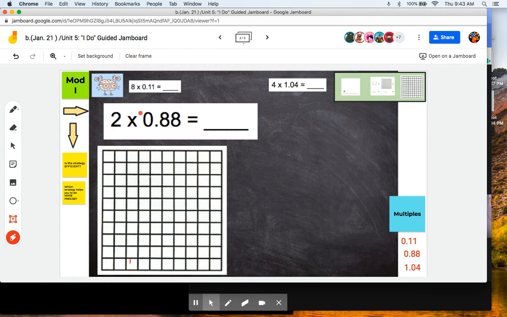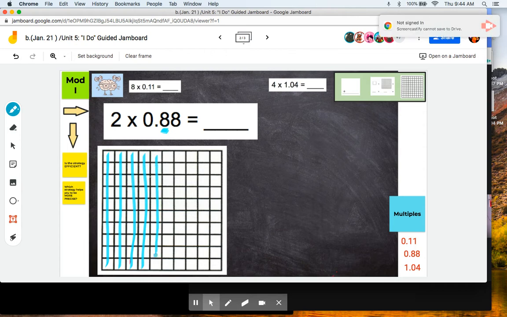How do I model 88 hundredths on my hundredths grid? 8 tenths, 1 tenth, 2 tenths, 3 tenths, 4 tenths, 5 tenths, 6 tenths, 7 tenths, and what? 8 tenths. 8 hundredths. 1, 2, 3, 4, 5, 6, 7, 8.